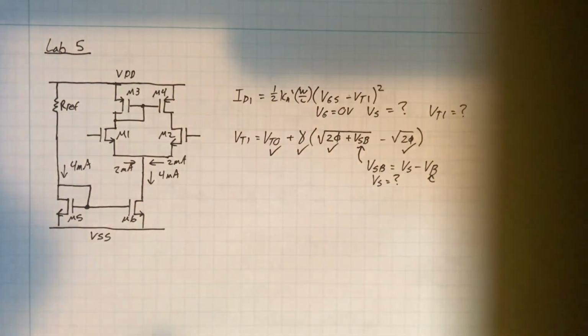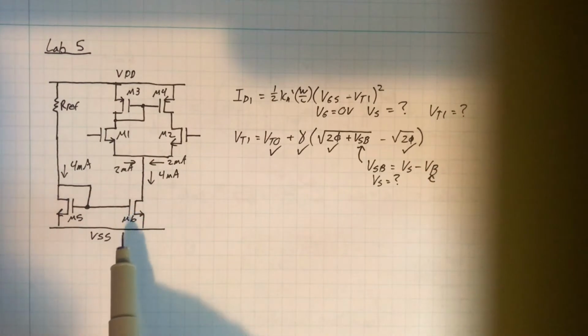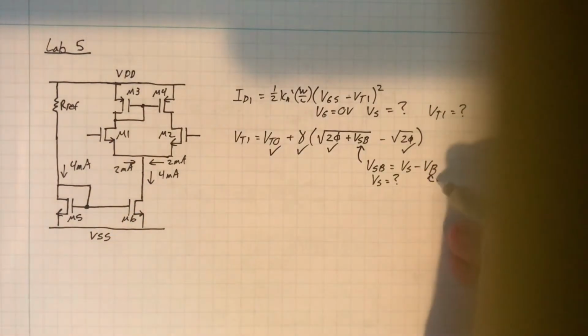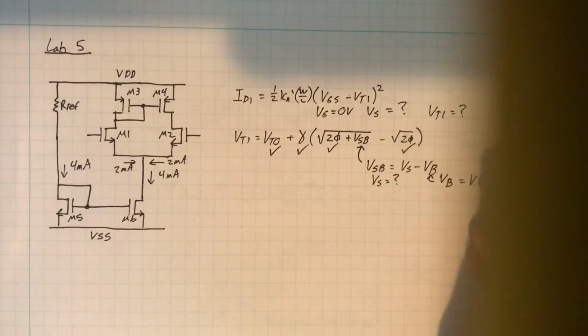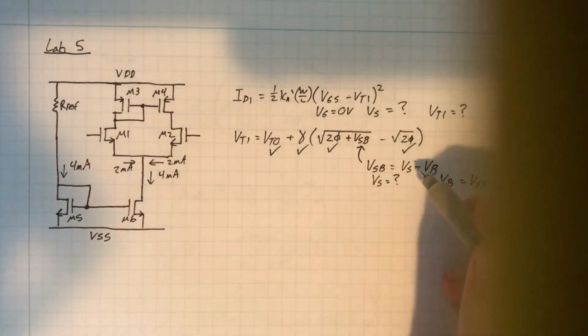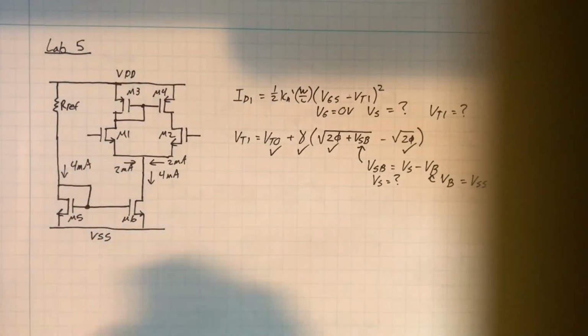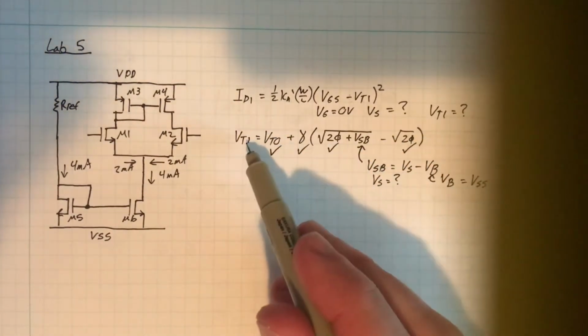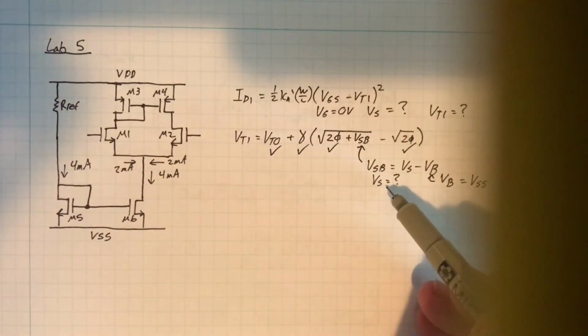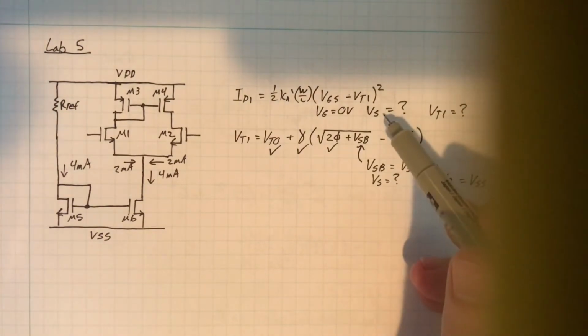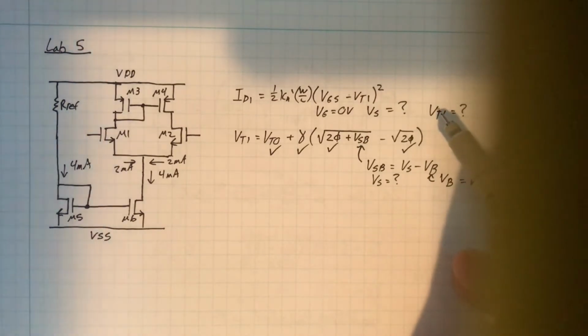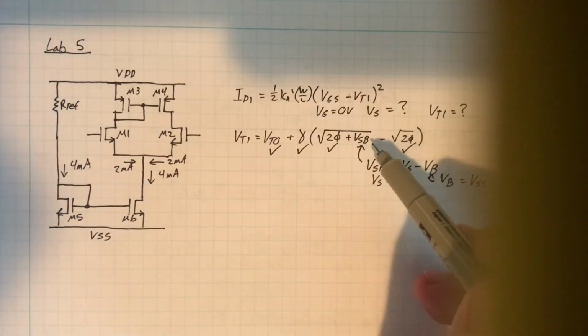VB though is the body, which is connected to the lowest supply, which is VSS. So VB is equal to VSS. VSS is minus 5 volts, so just watch your negative signs in this equation when you plug it in. So out of this equation, we do not know what Vt1 is, and we do not know what VS is. Back to the first one, we don't know VS and we don't know Vt1. So same variables, we have two equations, two unknowns.